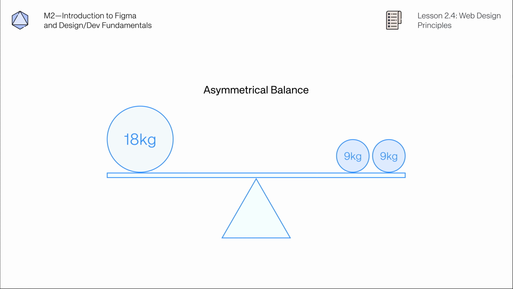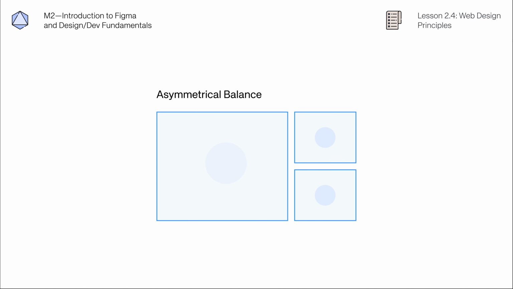And for asymmetrical balance, imagine a seesaw with a large child on one end and two smaller children on the other, right? Even though the children are different sizes, the seesaw can still balance. On a web page, you might have a large image on one side and several smaller images or blocks of text on the other side. The different elements balance each other out visually.